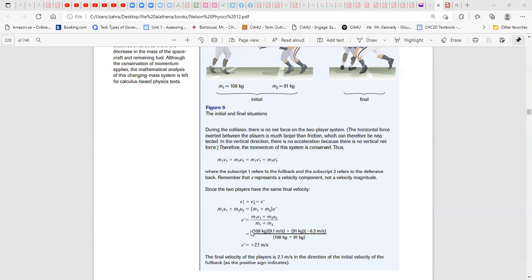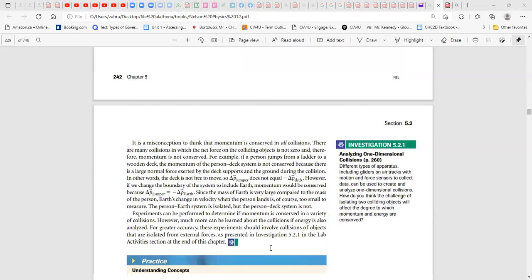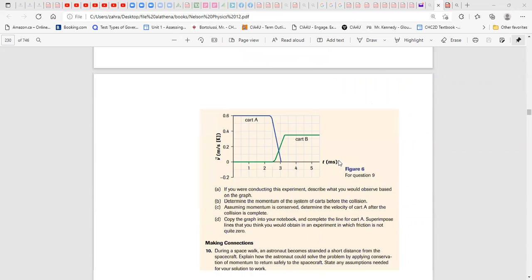Mass 1, 108, multiplied by the velocity of the first person, plus mass 2 multiplied by the velocity of the second. Make sure you consider the direction of that velocity. Divide by m1 plus m2, and the final velocity is 2.1 meters per second. We can try questions 3, 4, 5, 6, 7, 8, and 9 as practice.